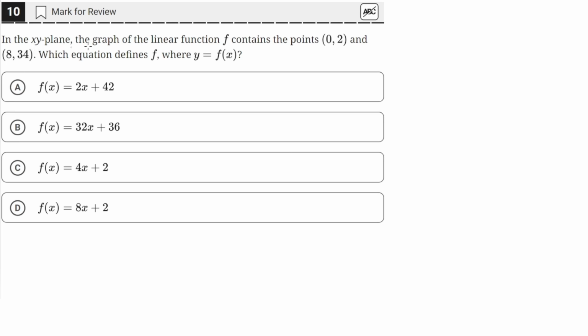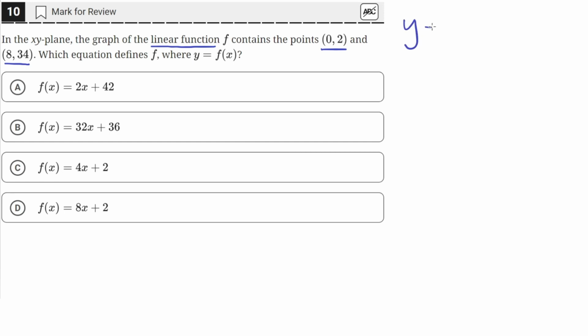In the xy plane, the graph of the linear function f contains the points (0, 2) and (8, 34). Which equation defines f, where y equals f of x? Okay, so the problem tells us that there's a linear function that passes through these points, and we need to find the equation of that function.